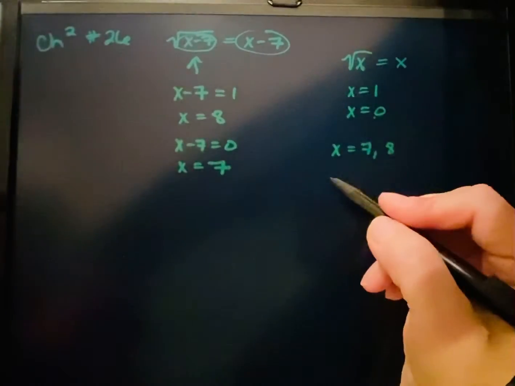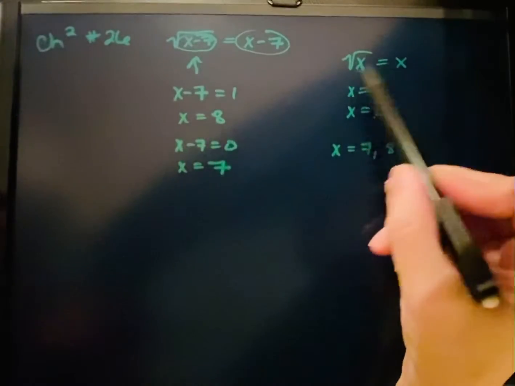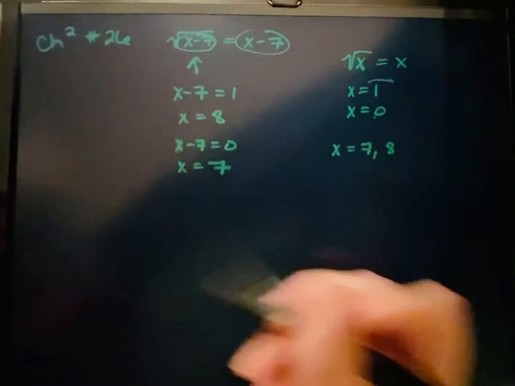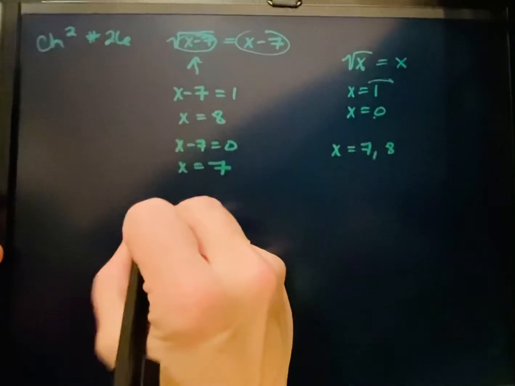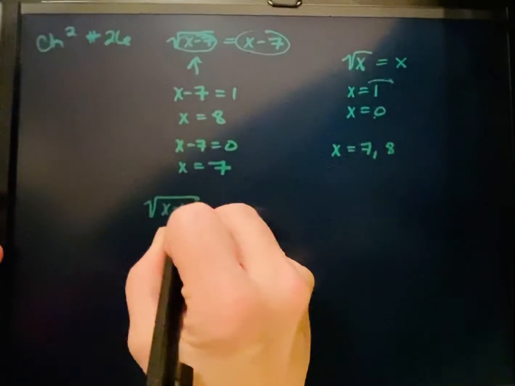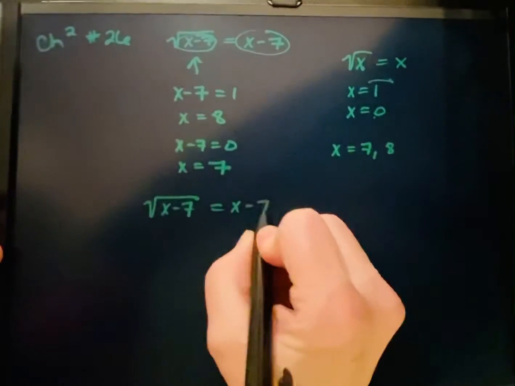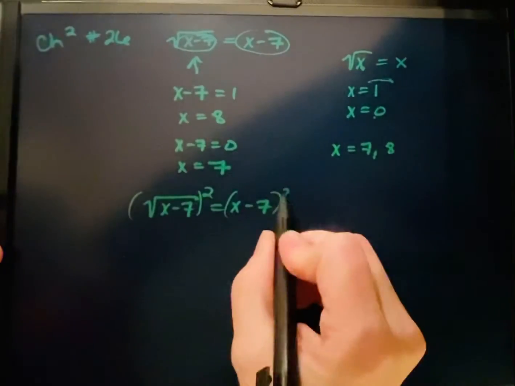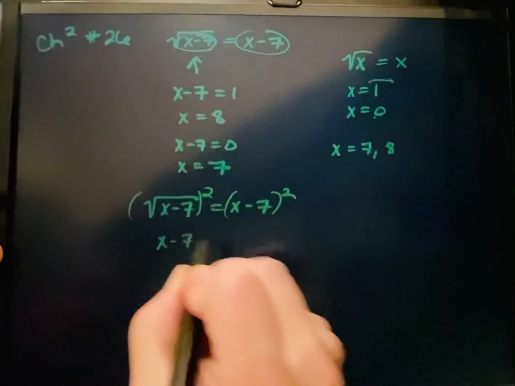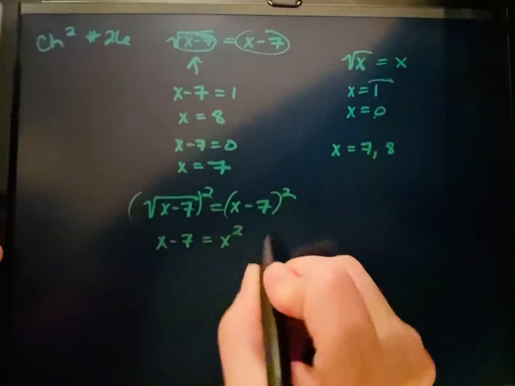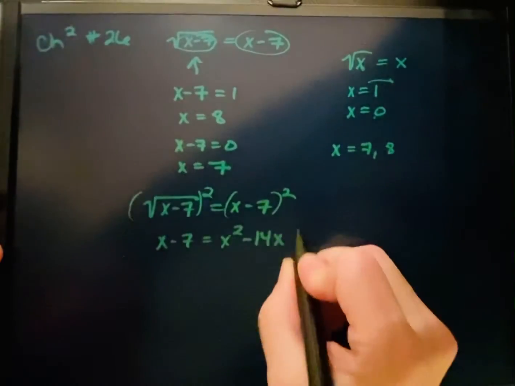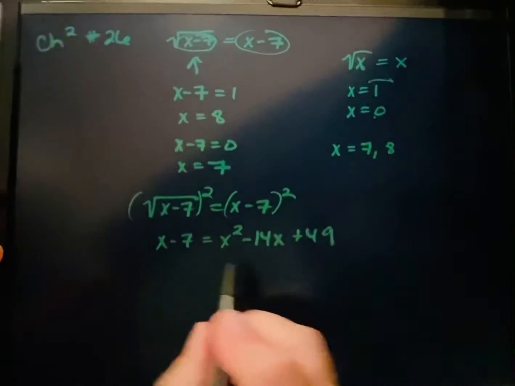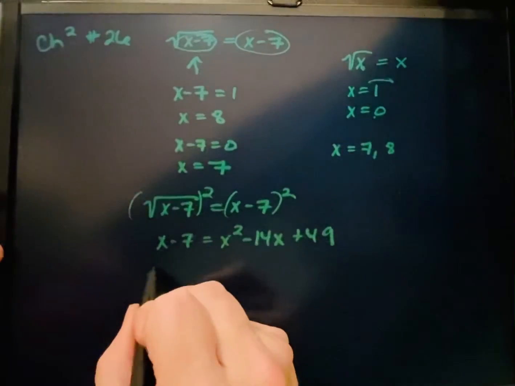But let me go ahead and show you another way to do that in case you hadn't quite thought of this one. So the other way is just the traditional way. So we've got the square root of x minus 7 equals x minus 7. So we're going to take the square of both sides. That's going to give us x minus 7 over here, and x squared minus 14x plus 49. We're going to go ahead and combine terms.